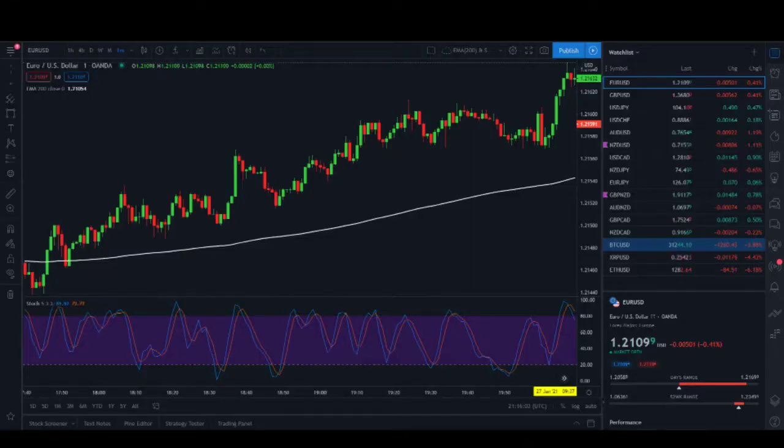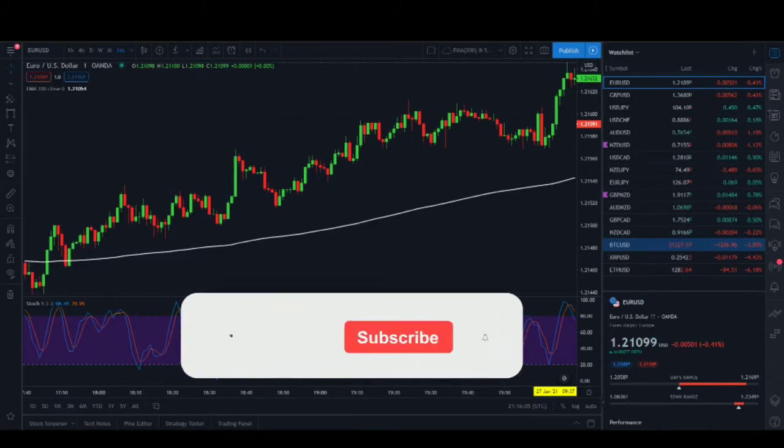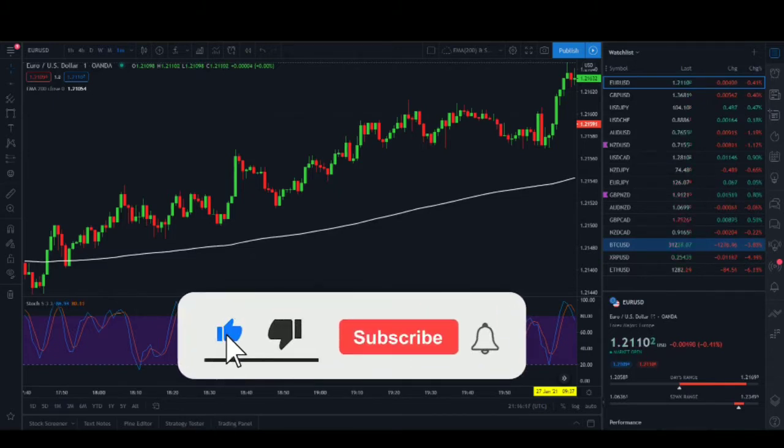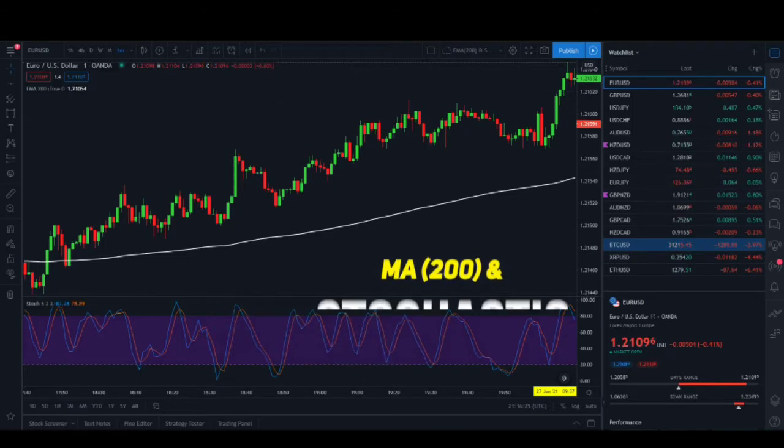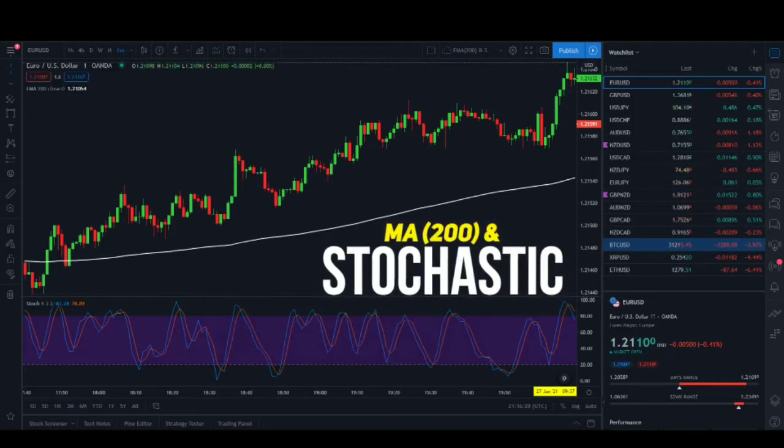So just make sure you are on the 1 minute time frame for this specific scalping strategy. And for this strategy, we will use two different indicators for our confirmations to enter a trade. So we will be using the exponential moving average of 200, and we will use a stochastic.